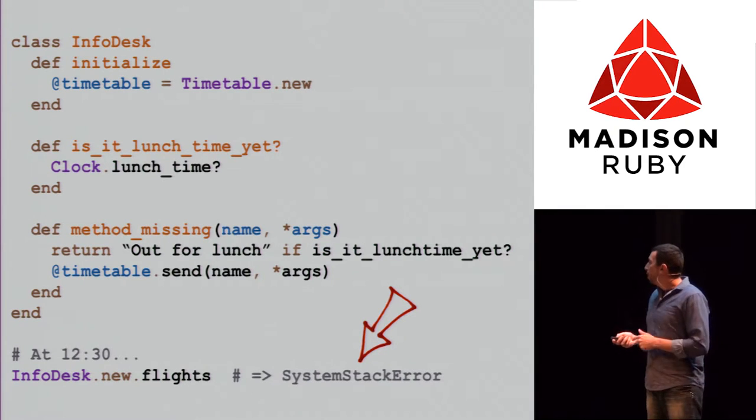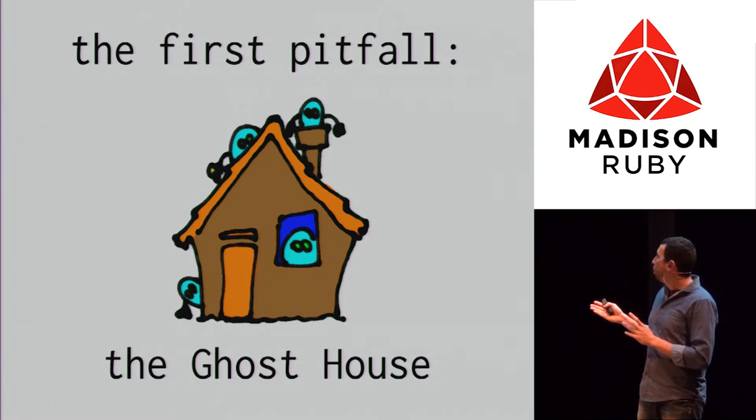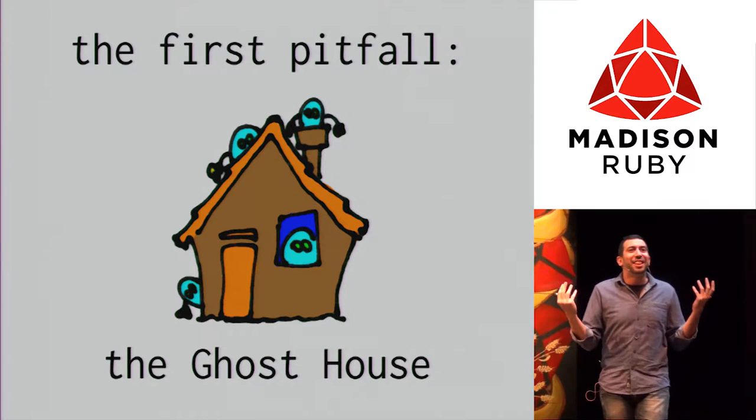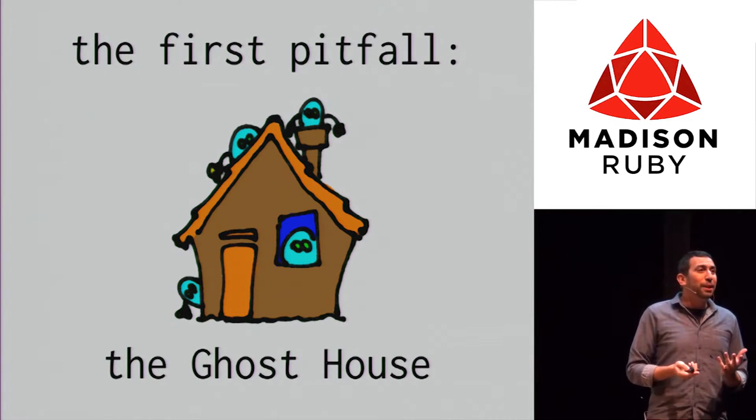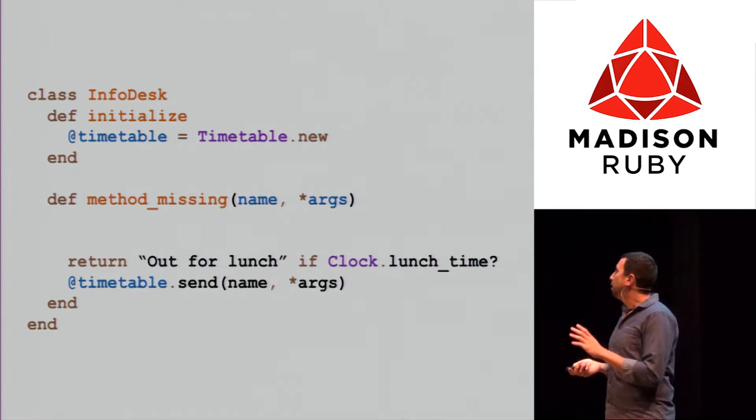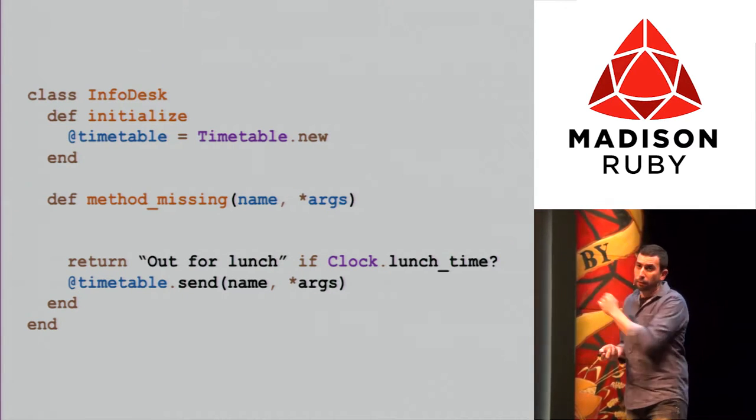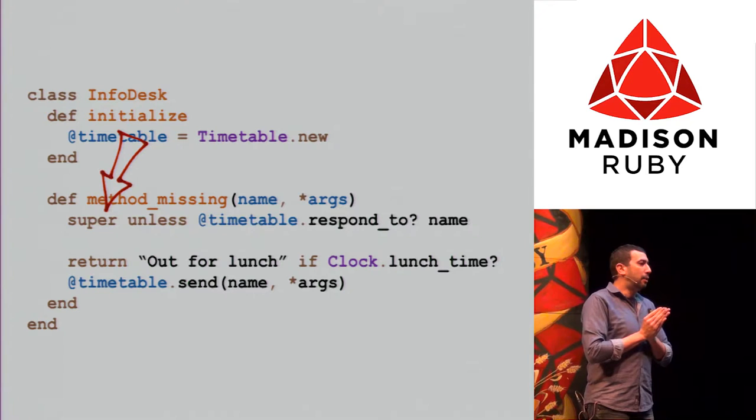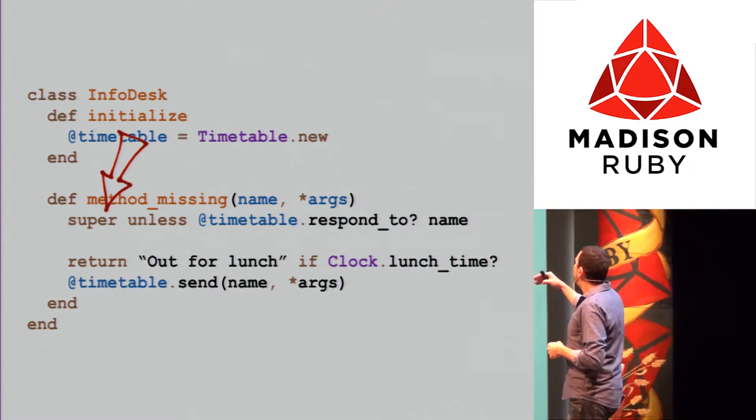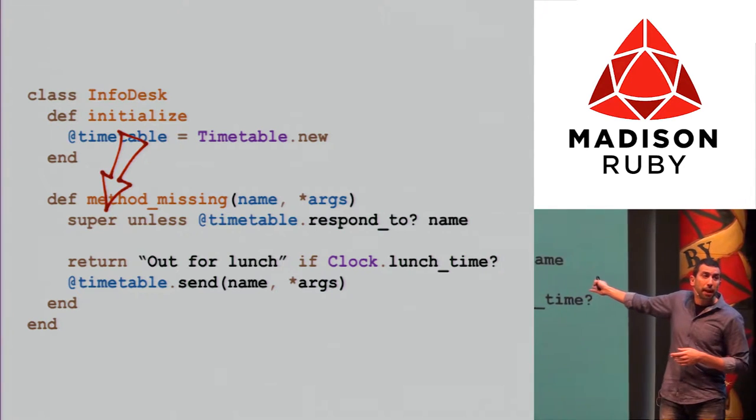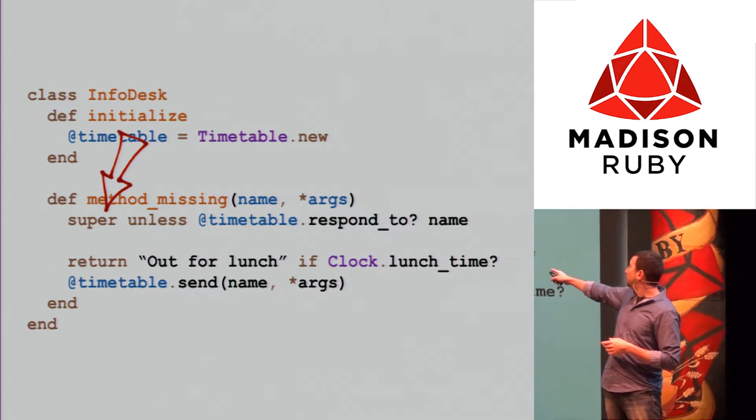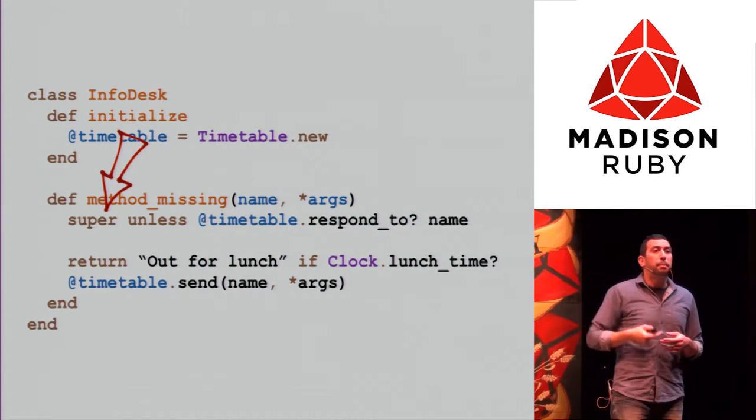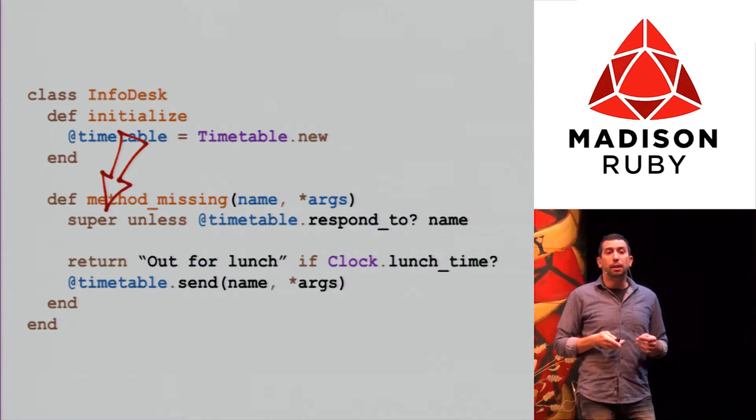So this is the first problem that you can have with method missing. Call it the ghost house, because basically you are creating too many ghosts. Anything that you can say is a ghost. You don't want that to happen, and there is an easy fix for that. You simply add one or two lines at the beginning of your method missing that narrow down the number of ghosts that you can create. In this case, I just said, timetable, do you respond to this method? Do you have this method? If you do, then we go forth. If you don't, then we just call super, which is the basic method missing, and we throw an error. So we are narrowing down our ghosts.